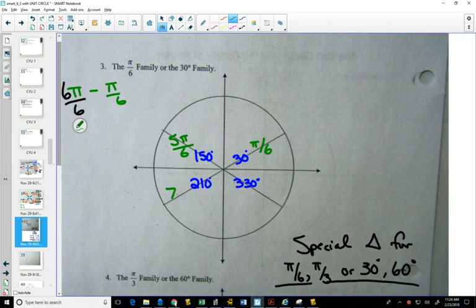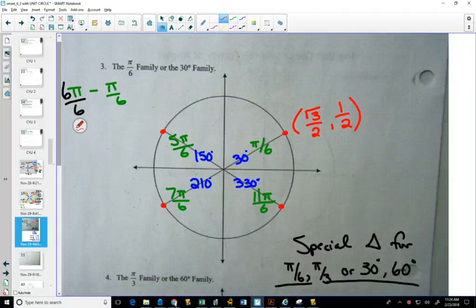How did you do? Did you get 7 pi over 6 and 11 pi over 6? Draw the coordinates where those angles intersect your unit circle. Points on the unit circle are cos theta comma sine theta. So if we look at cos of 30 degrees, it's root 3 over 2. Sine of 30 degrees is 1/2.